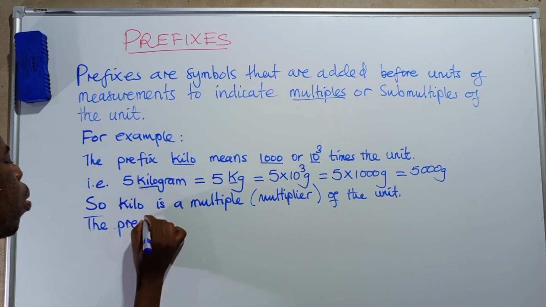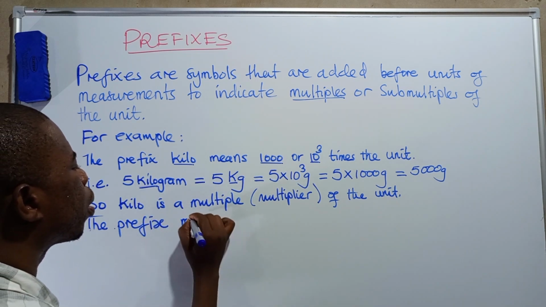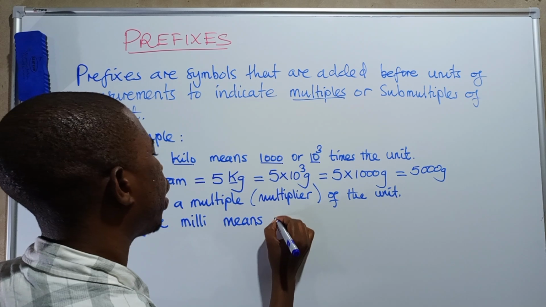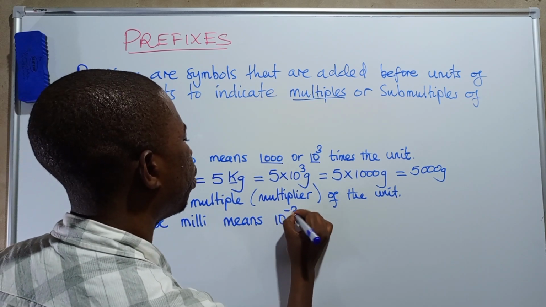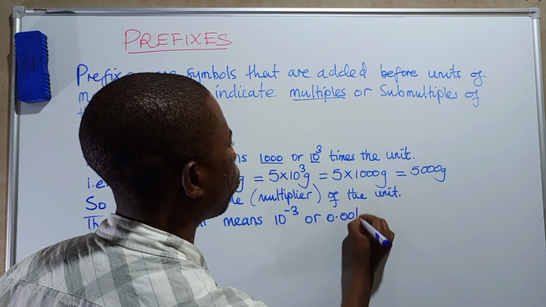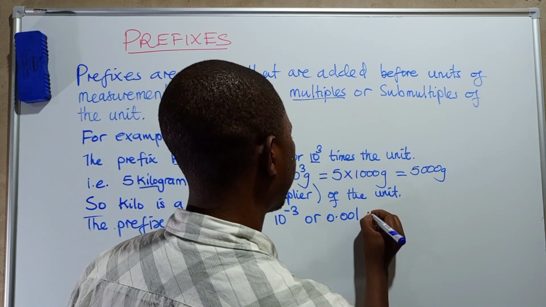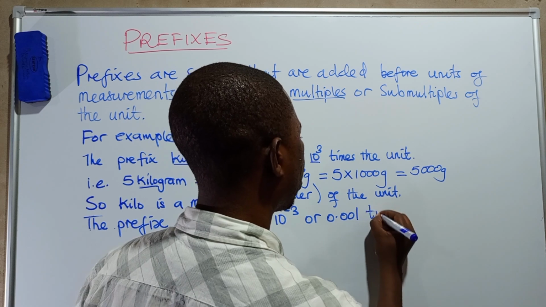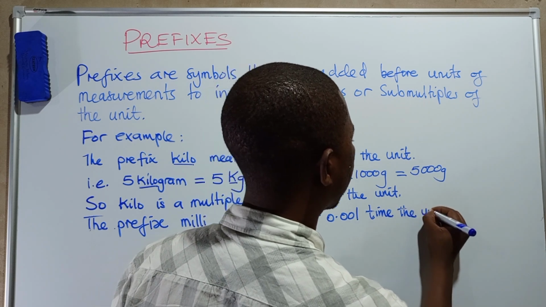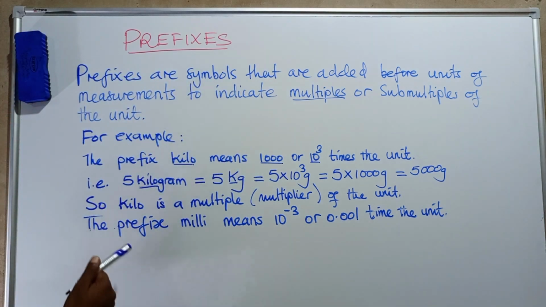The prefix milli means 10 to the power negative 3, or 0.001, times the unit. So this one also, that is what it is.